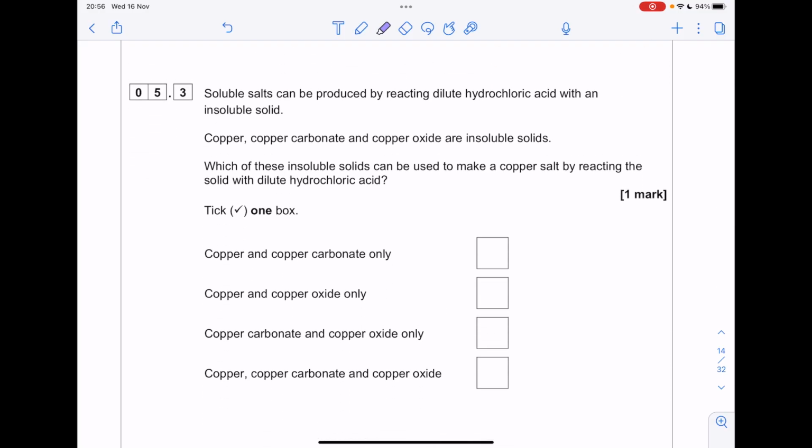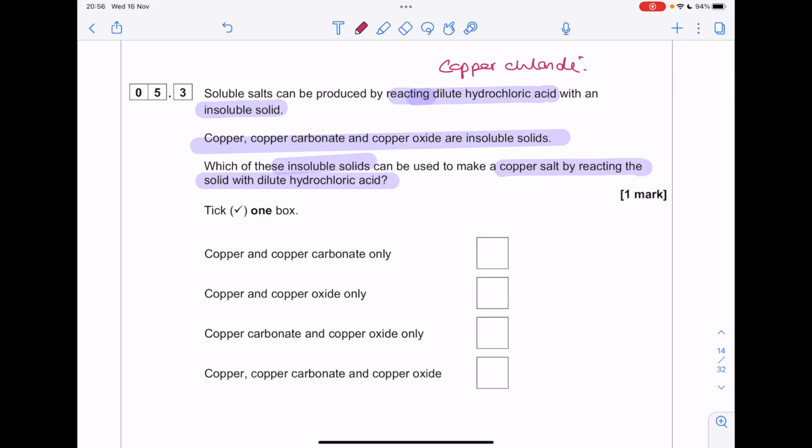Soluble salts can be produced by reacting dilute hydrochloric acid with an insoluble solid. Copper, copper carbonate and copper oxide are insoluble solids. Which of these insoluble solids can be used to make the copper salt by reacting the solid with dilute hydrochloric acid? So we're going to be making copper chloride.